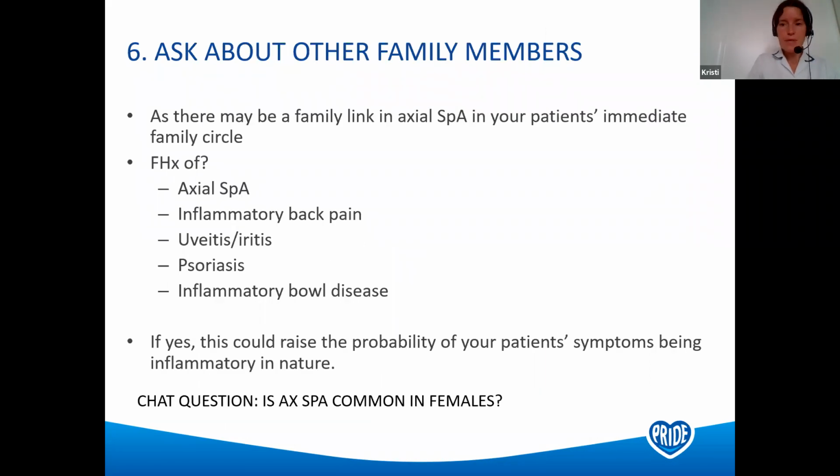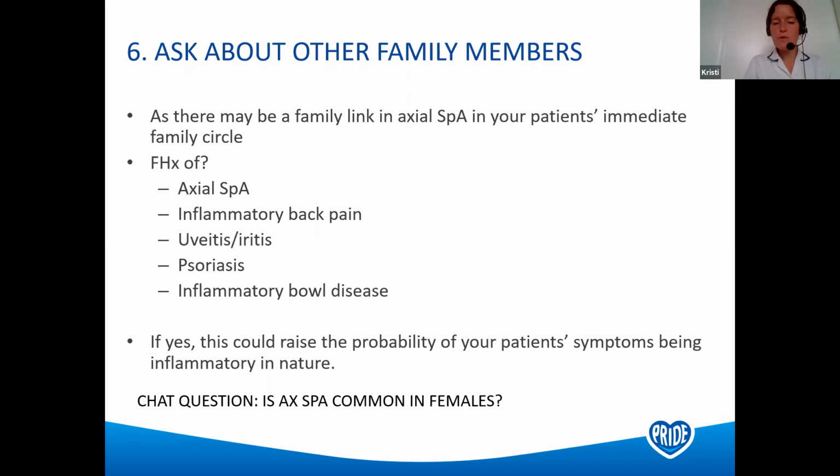So moving on. Tip number 6, ask about family members. So think about the close family links. Do they have axial SpA? So really, if you're doing a virtual clinic, you don't get the benefit of seeing their father with axial SpA, with spinal fusion, incredible kyphotic upper back posture. You don't get the benefit of seeing them, but ask for family history, and it can raise your probability.